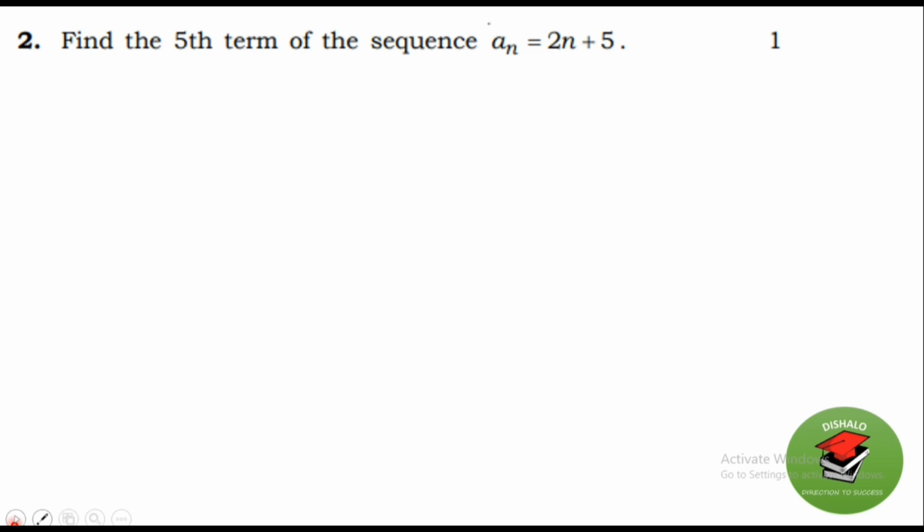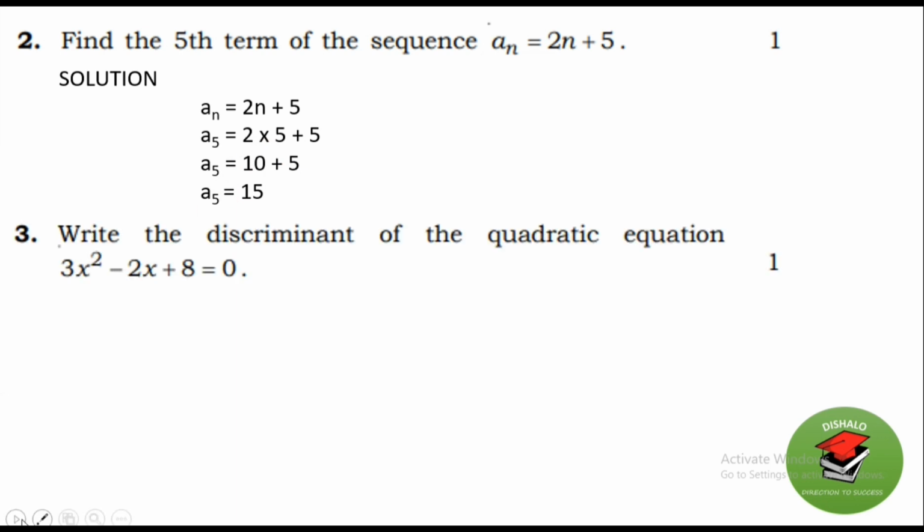Find the fifth term of the sequence an equals 2n plus 5. So this is also very easy. You have to find the fifth term. So what you have to do is instead of n, you have to put 5. Okay, so let us see the solution. So instead of n, you'll put 5. So 2 into 5 plus 5. So 2 into 5 is 10 plus 5. So the fifth term is 15.